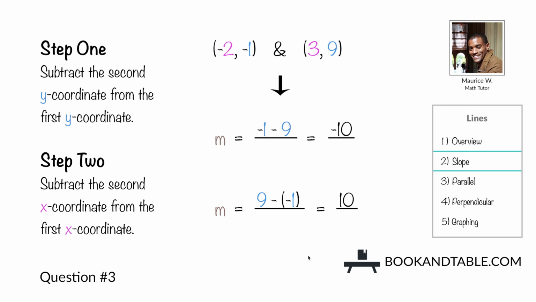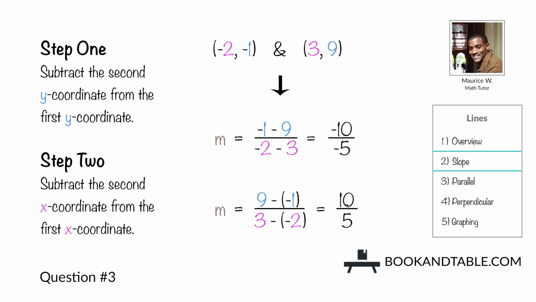In question number 3, we were given the points -2, -1, and 3, 9. Again, this top calculation is if you did this point minus this point. This bottom calculation is if you did this point minus this point. So step 1, subtract the second y coordinate from the first y coordinate. So -1 minus 9 would give you -10. Or 9 minus -1 would give you positive 10.